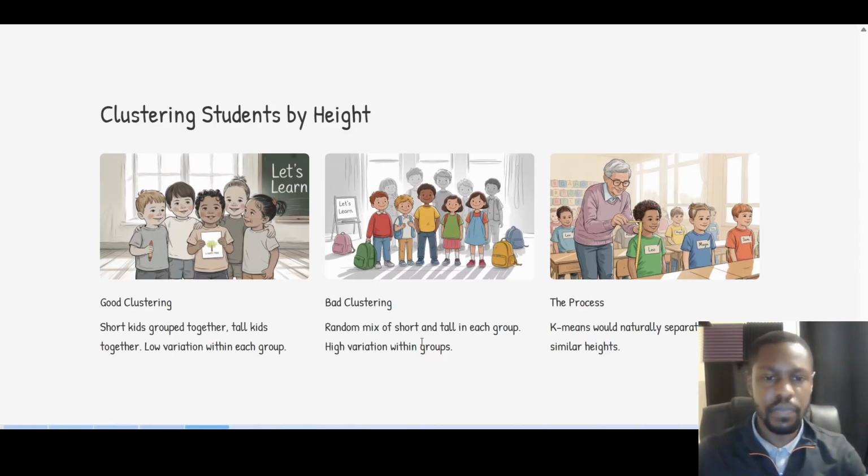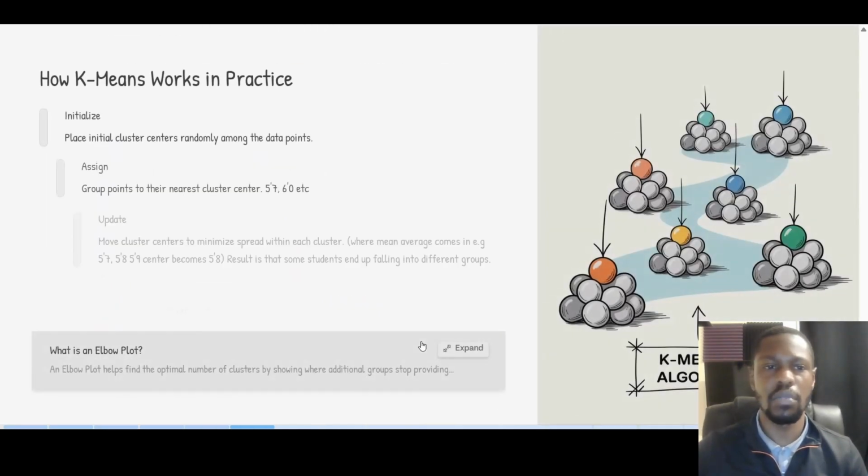Bad clustering is when you have a random mix of short and tall people within each group. This would mean you have a high variation within the groups. The K-means process would naturally separate students by similar heights. That's what we're aiming to do.